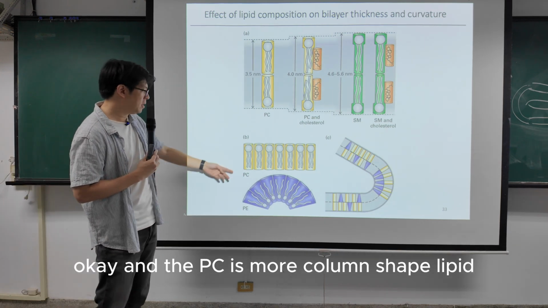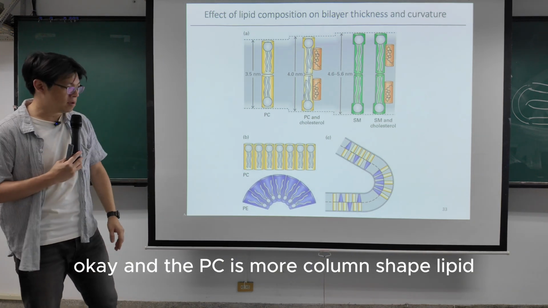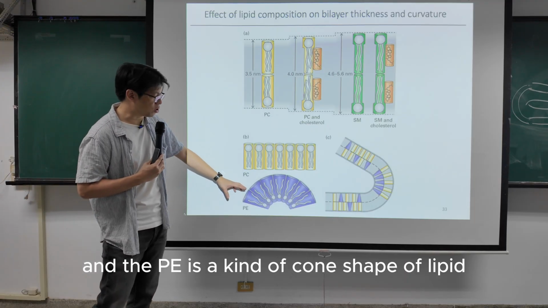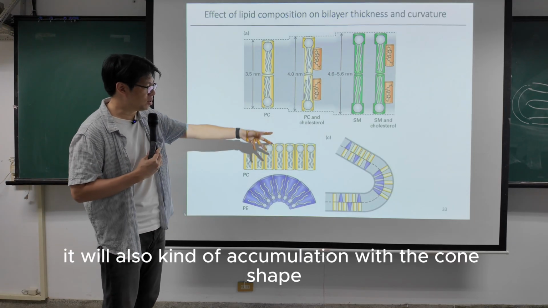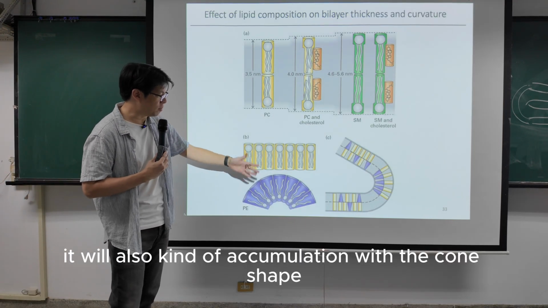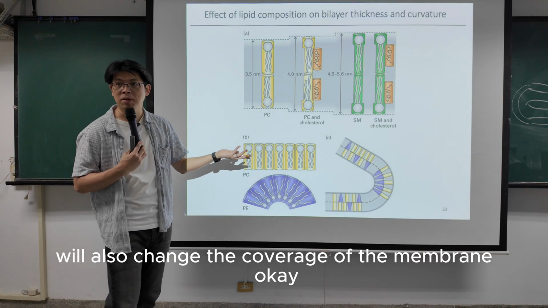Okay, and PC is more of a column-shaped lipid, and PE is a cone-shaped lipid. So the accumulation of cone-shaped or column-shaped lipids will also change the curvature of the membrane. Okay.